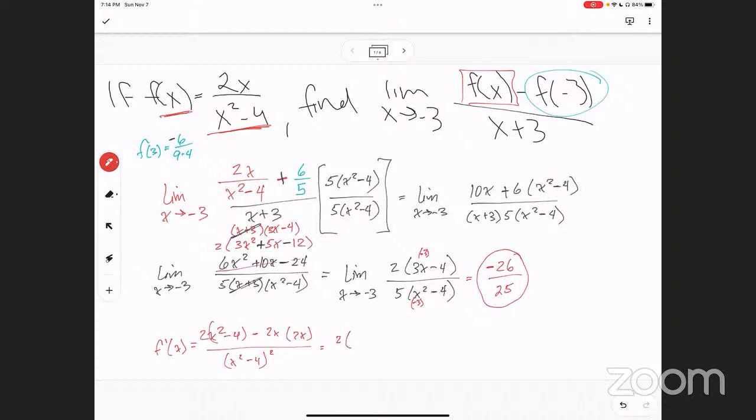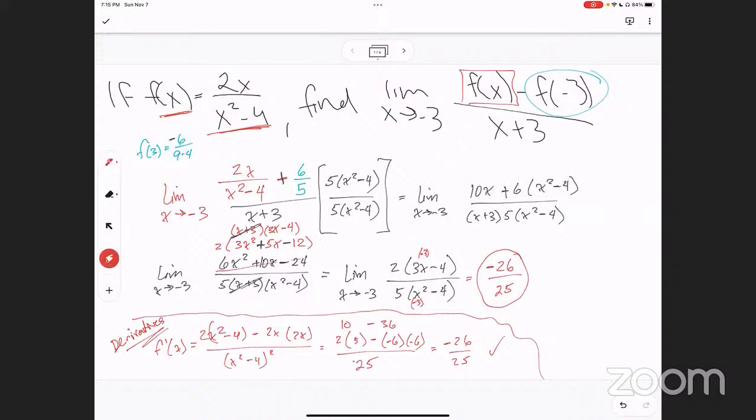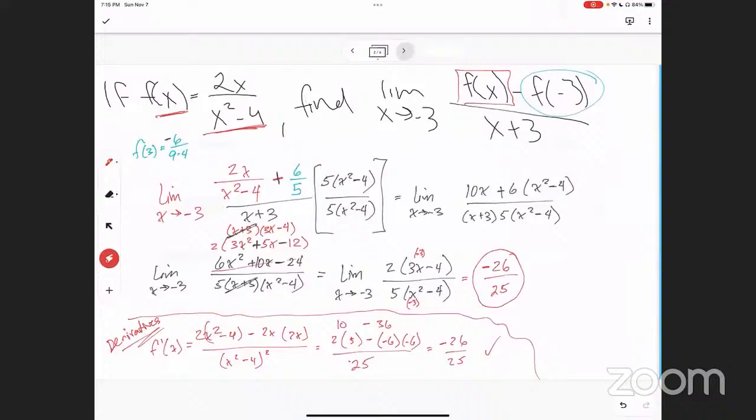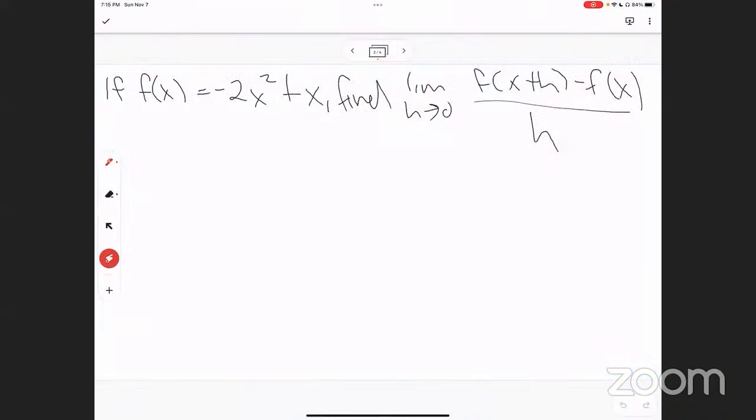So it's 2 times 5 minus -3 is -6 times -6 all over, 9 minus 4 is 5 squared, 25. This is 10 minus 36, which is -26 over 25. Yep, that's right. This is something you'll learn later in calculus. This is using derivatives. So the way you're doing it right now is the long form. What I just did here is the shortcut, which you'll learn soon. Questions about that, or can I go to the next one?